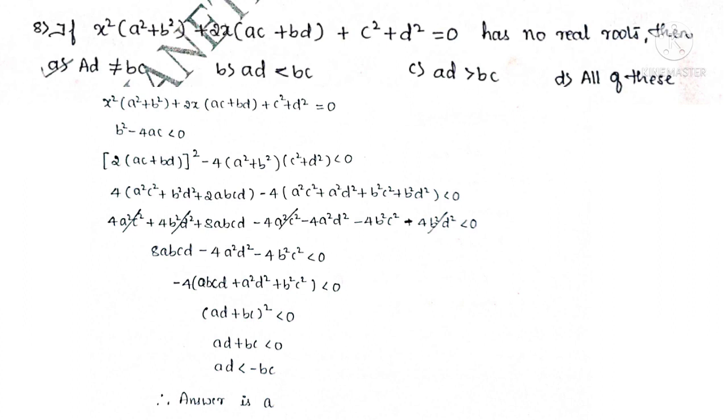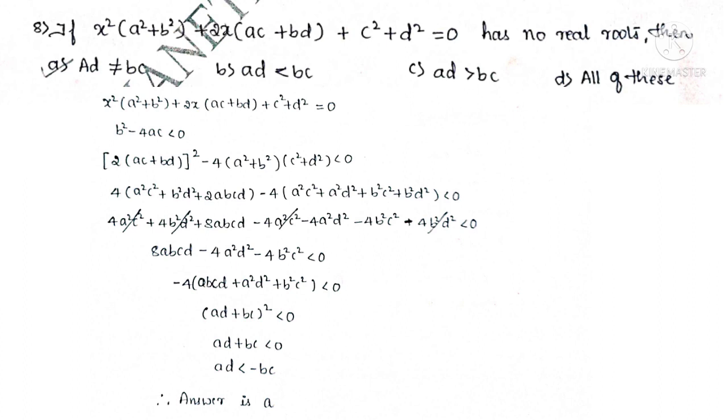So consider coefficients. Here b square is 2 into ac plus bd whole square minus 4 into a is a square plus b square and c is c square plus d square, lesser than 0. Here solve this by using the formula a plus b whole square. Therefore 2 square is 4, a square c square plus b square d square plus 2 times ab, it will become 2 times of ab cd. Minus 4 multiply inside. So it will become a square c square plus a square d square plus b square c square plus b square d square lesser than 0.